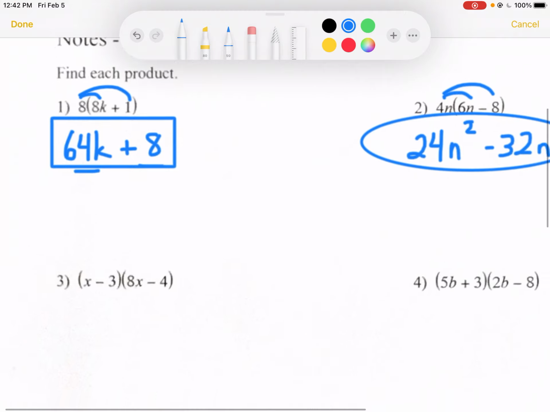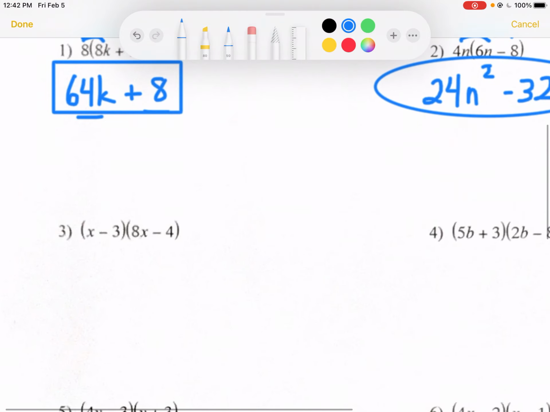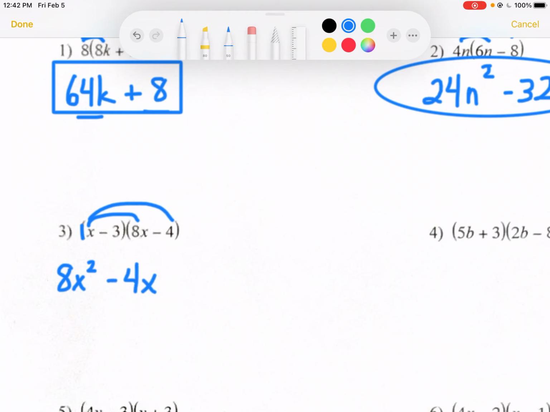Okay, so now here's what we're going to see on our homework today. This is a binomial times a binomial once again. Okay, so we're going to multiply the x times the 8x and the x times the negative 4. X times everything in the other parentheses. So 1x times 8x gives me 8x squared. 1x times negative 4 is going to be minus 4x.